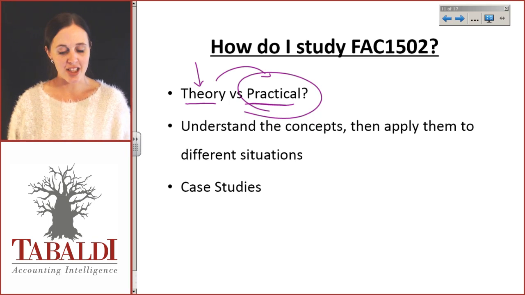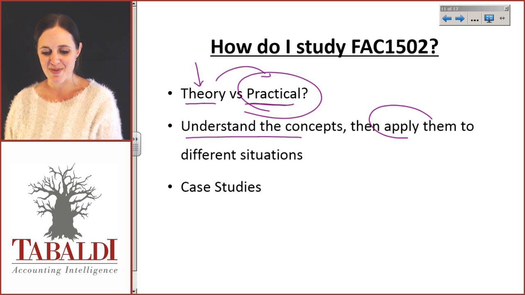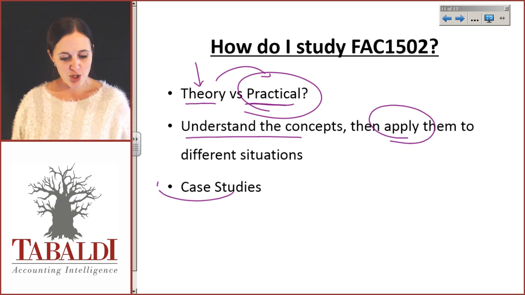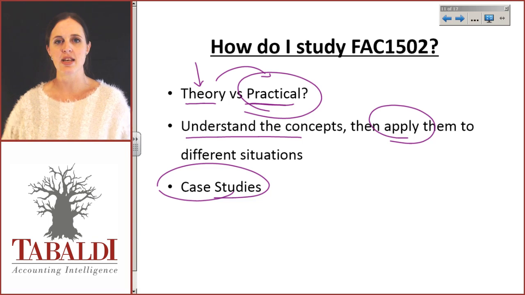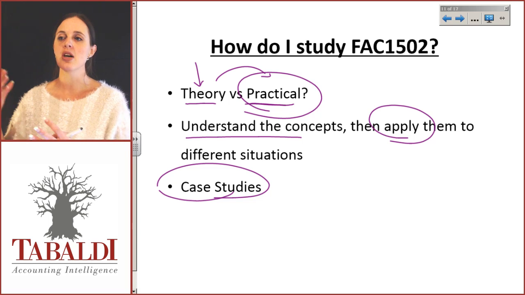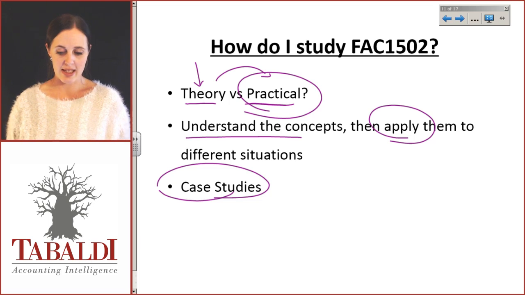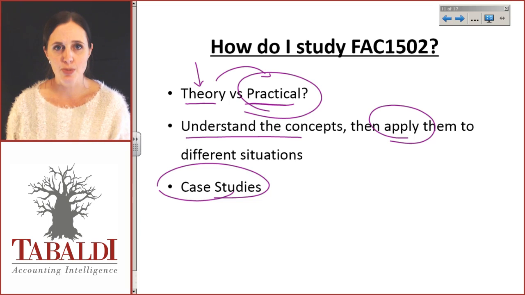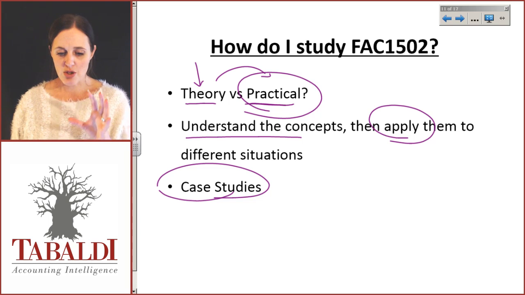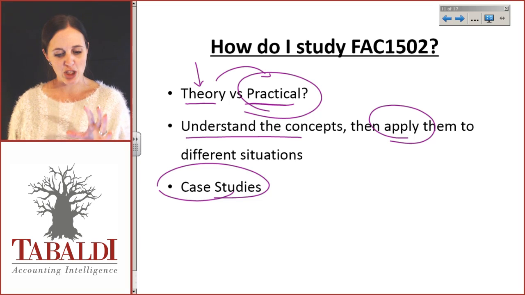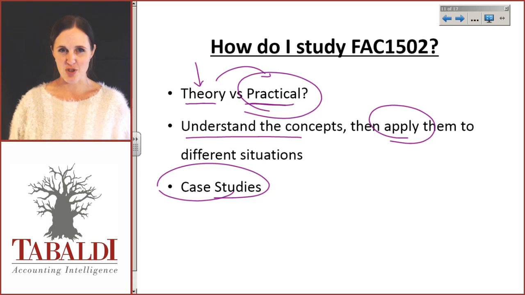So you need to take the theory, you need to understand the concepts and apply them to different situations. So most of what you're going to get is a whole bunch of case studies that say this is the situation you find yourself in, how would you calculate this? This is what you're looking at, how would the financial statements look? So very important that you realize that FAC 1502, it's practical. You need to get down, do the examples, do the questions, and make sure that you're comfortable with actually doing it. Not just being able to talk about it and not just saying, I've learned the theory, I've summarized it and highlighted it. You actually have to do it.